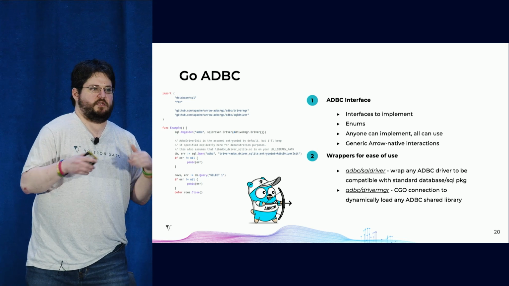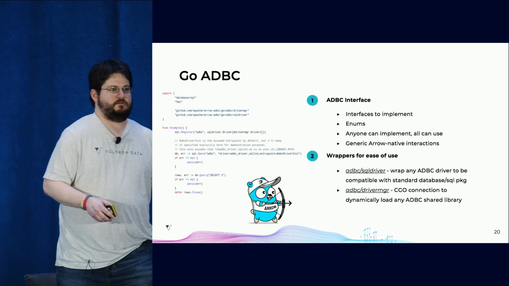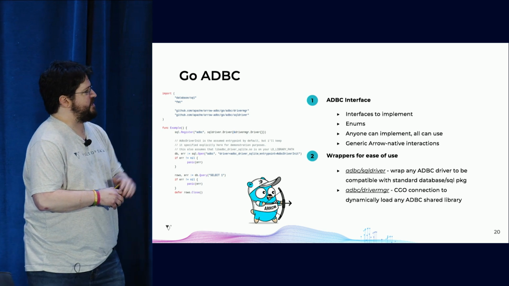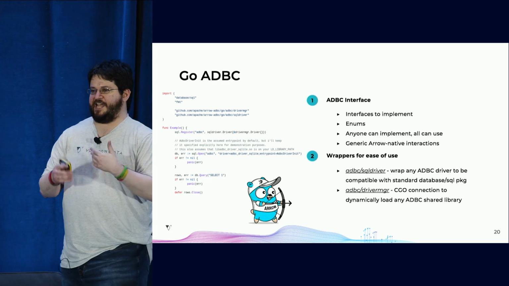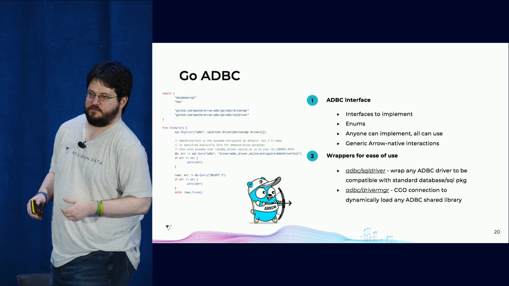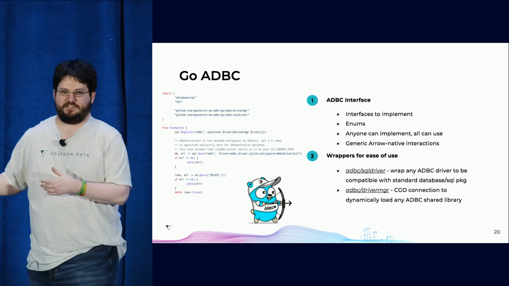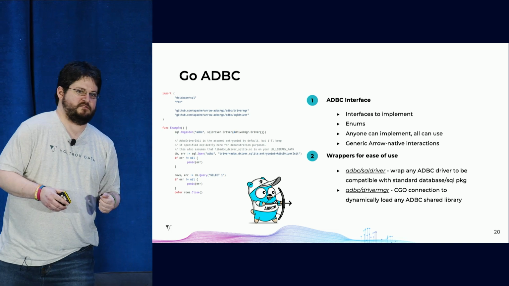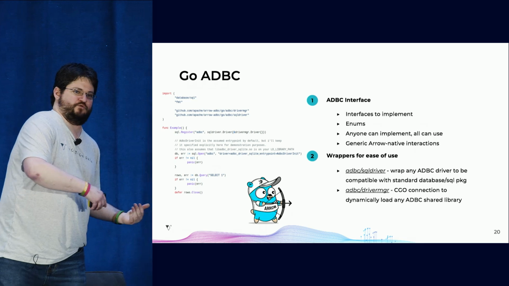It's completely reusable. You write it in C++ and I can load it here if I need to. And then we also provide a wrapper. You can wrap around it so that you can use it in the context of Go's standard database interface. And then suddenly you get access to anything that has an ADBC driver with the standard database SQL interface, or you can just use the ADBC interfaces and get the Arrow data directly.